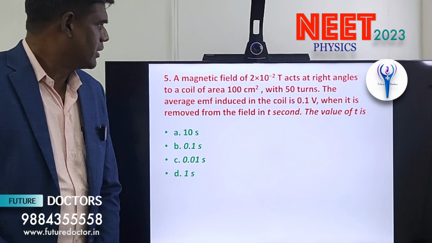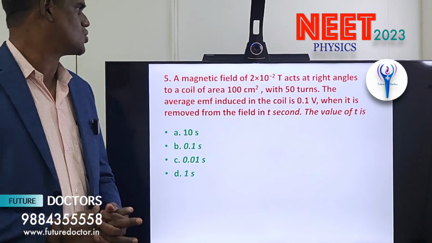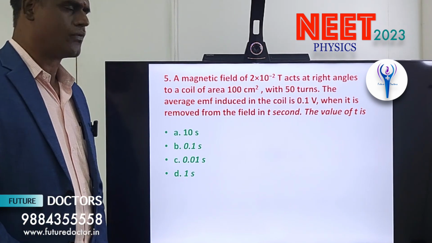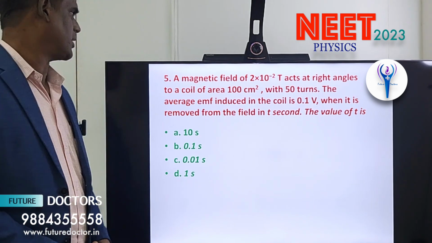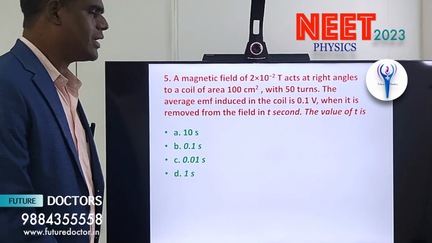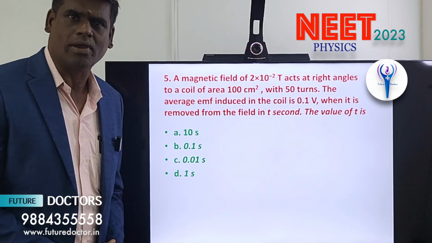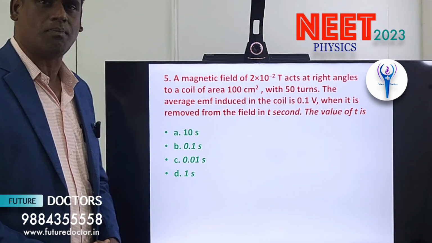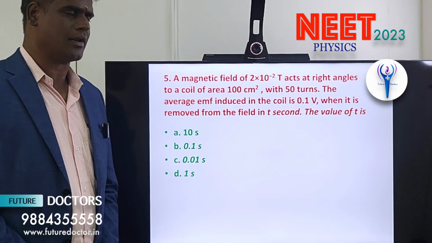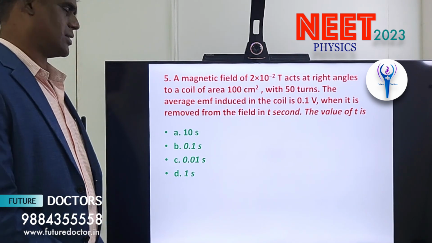Fifth question. A magnetic field of 2 into 10 power minus 2 Tesla acts at right angles to a coil of area 100 centimeter square with 50 turns. The average EMF induced in the coil is 0.1 volt when it is removed from the field in t second. The value of t is dash.